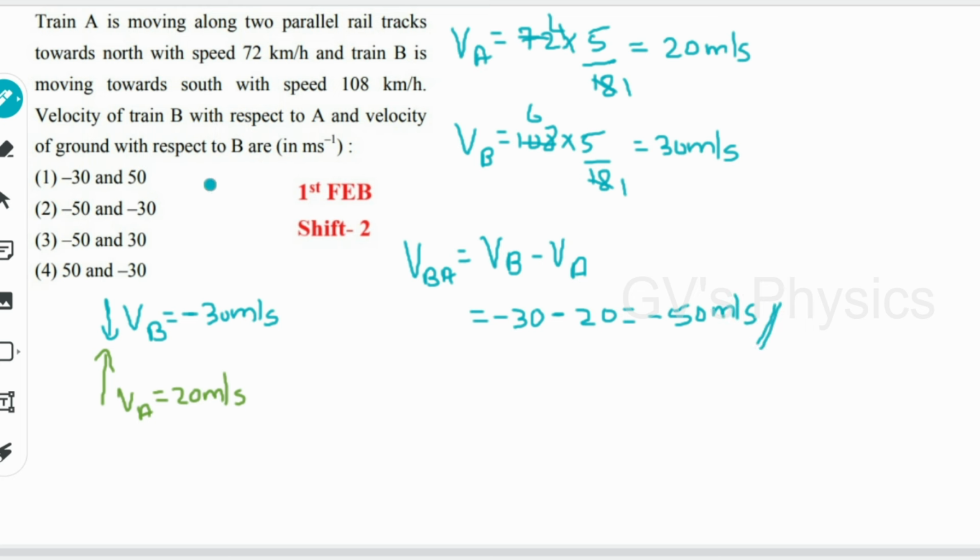And next they ask the velocity of ground with respect to B. So with respect to B, we have to see the velocity of ground. That will be the original velocity of train B, which is 30. So the first one they ask relative velocity that we found out, which is minus 50 meter per second. And second one is they ask the velocity of ground with respect to B. That is the original velocity of B, which is 30 meter per second. So minus 50 meter per second and 30 meter per second. So option 3 is the right answer.